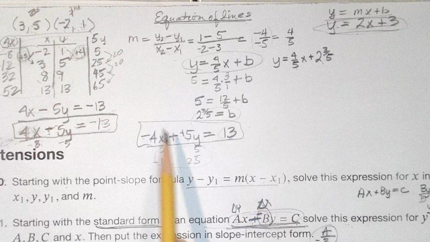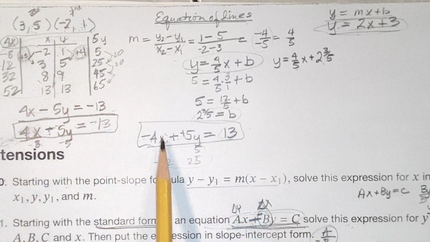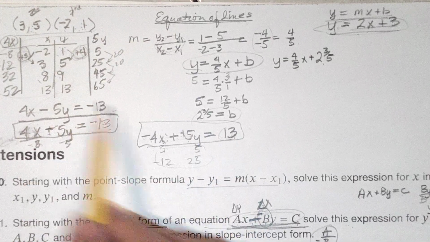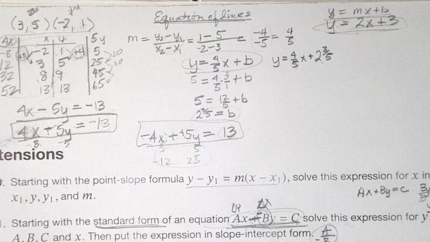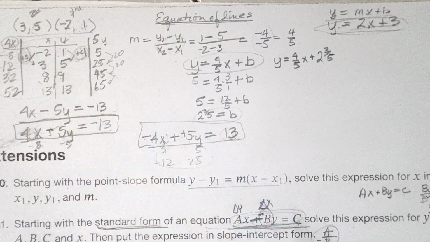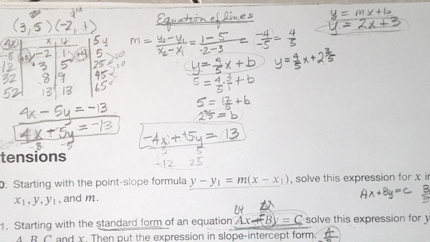You can put in minus 2 for the x and 1 for the y, should come out 13. You can put in 3 and 5, should come out to be 13. You can put 8 in for the x and 9 in for the y, should come out to be 13. If it works for more than one pair of numbers, you're pretty sure to have the thing correct.